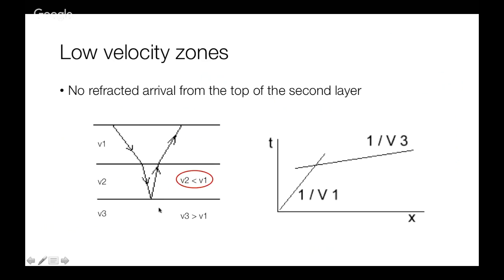So in that case, if this layer down here is faster, then you can get a refraction off of it, but you're not going to get a refraction off this first layer. So we basically just have the direct arrival here, and then we have that refraction from the second interface here. So we wouldn't see any type of refracted arrival from that first interface.